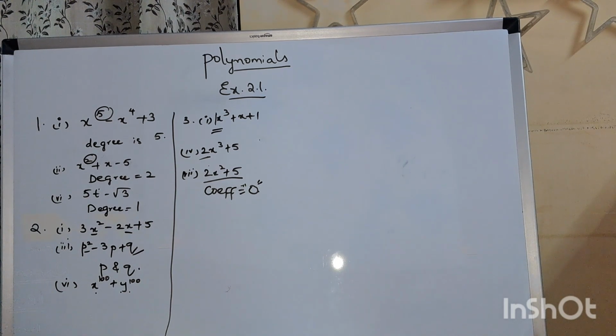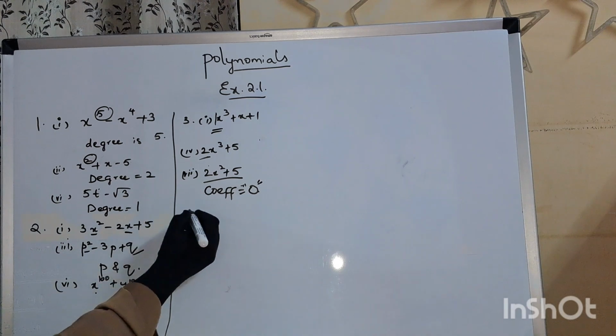Next, question number 4, classify the following as linear, quadratic, cubic polynomial. As we have already discussed before, linear means the degree is 1. It is a linear polynomial. If the expression is of degree 2, it is a quadratic polynomial. If the expression is of degree 3, then it is a cubic polynomial. So let us do the first one.